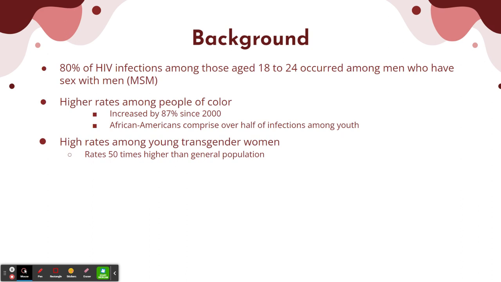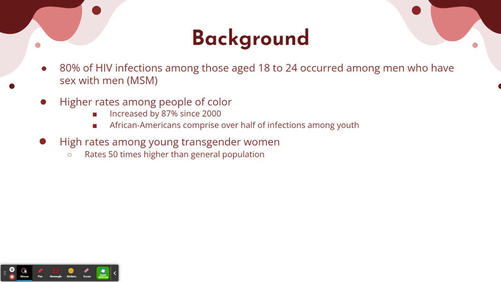So to start with the background in the problem area, about 80% of HIV infections among those aged 18 to 24 occurred among men who have sex with men. Which, just to preface here, not all MSM are considered part of the LGBTQ plus community, but a majority of them do identify as gay and bisexual, which is why I included this fact here. And it shows that a majority of HIV infections occur among LGBTQ plus youth. Also, another little note is that youth is defined differently, with different age ranges, in different studies. So during my literature review and for this study, it consists of people ages 13 to 24.